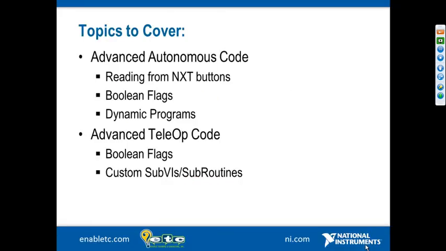Thanks, Greg. So in summary, in this final webinar episode, we talked about advanced autonomous and advanced teleop code. We talked about how to use the NXT buttons and Boolean flags to selectively choose from a multiple behavior capable autonomous code. And we talked about how to use Boolean flags and custom sub-VIs within our teleop code to achieve sophisticated functionality.